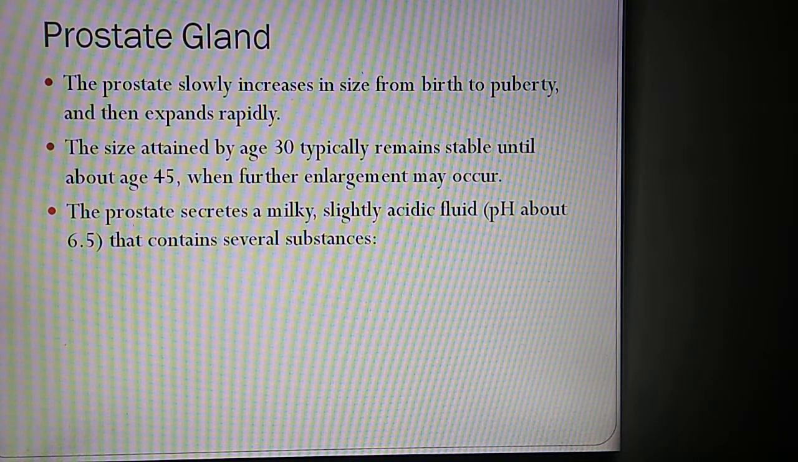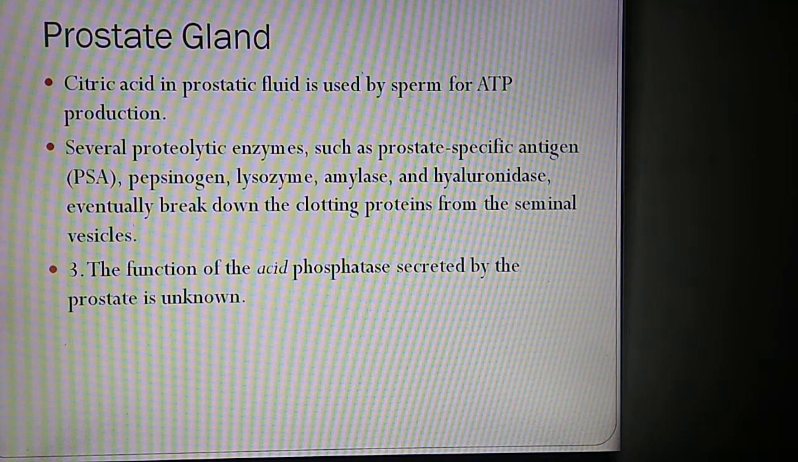The prostate secretes a milky, slightly acidic fluid, pH about 6.5, that contains several substances. Citric acid in prostatic fluid is used by sperm for ATP production. Several proteolytic enzymes such as the prostate-specific antigen, pepsinogen, lysozyme, amylase, and hyaluronidase eventually break down the clotting protein from the seminal vesicle. The function of acid phosphatase secreted by the prostate is not known so far.